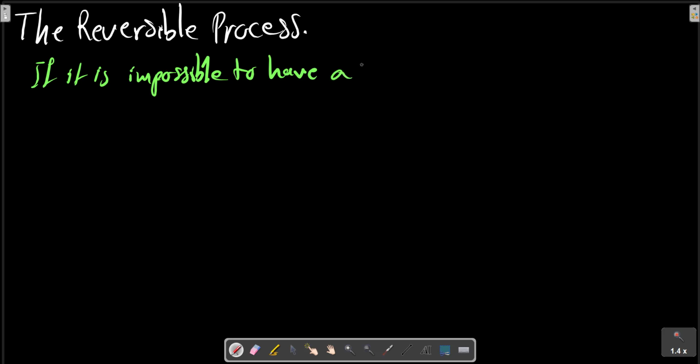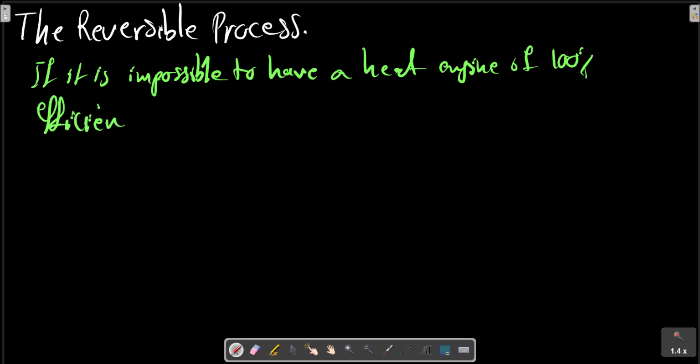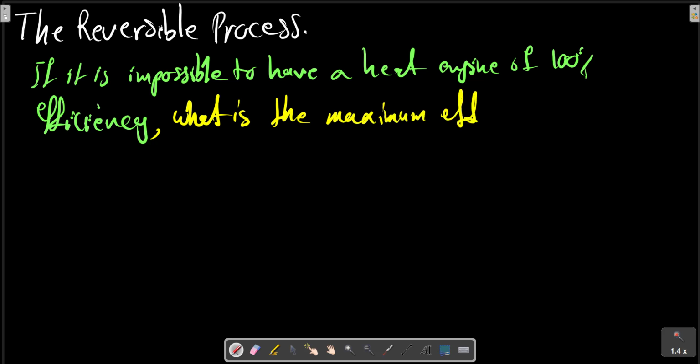The question that can now logically be posed is this: if it is impossible to have a heat engine of 100% efficiency, what is the maximum efficiency one can have?